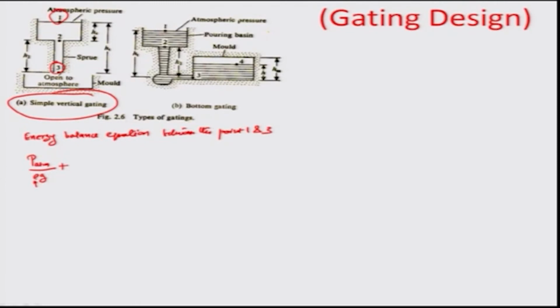velocity head at point 1, which is assumed to be 0, because the velocity at the top of this simple vertical gating design is assumed to be 0. So, the velocity head is 0, plus the potential head, which is the height h t over and above the mold surface, as you can see right here, this is h t. Okay. And this becomes equal to the pressure which is there at point 3 of the material.